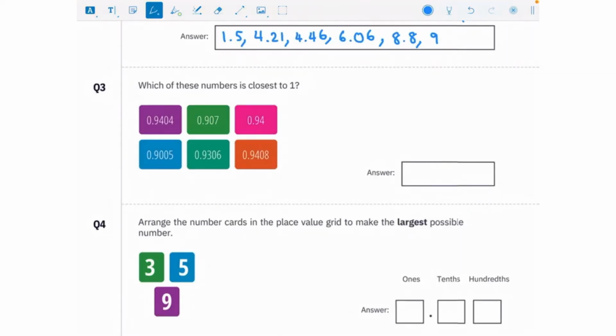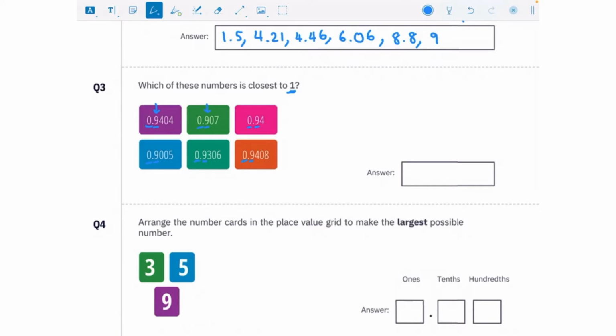Which of these numbers is closest to 1? So we can see that with all of these numbers, they've got a 0 in the ones column. So we have 0 ones. But we have a 9 in the tenths column. Now, all of them have a 9 in the tenths column. So we're looking to make this number as big as possible to get it as close to having one whole as possible. So the tenths column isn't helping us because they're all 9.